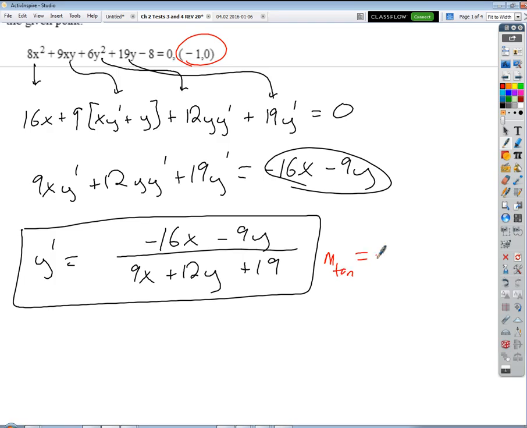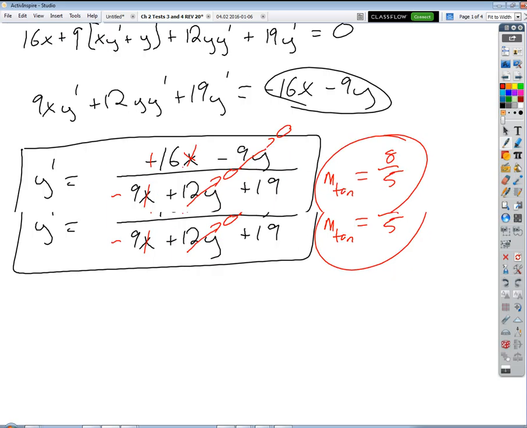slope of the tangent line is, when x is -1, all those go to -1. So we'll just make those -1s. And the y's go to 0. That's -1. Right, so I'm going to get a -1, you're right. So that's going to make that positive 16, and that's going to become a -9, right? So I get 16 over 10, which is 8/5. So there's the slope of the tangent line.